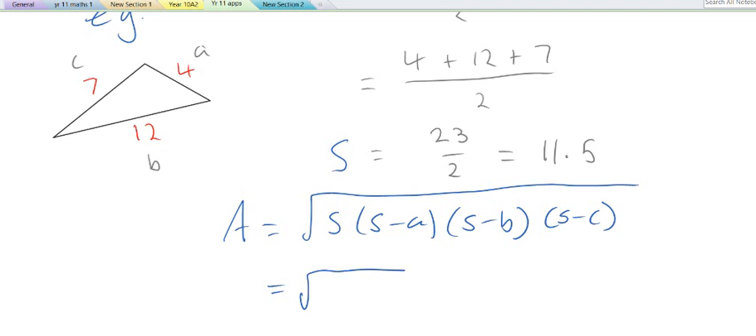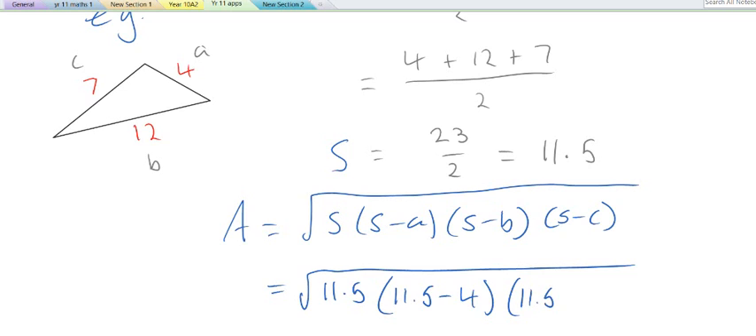So we have square root of 11.5 bracket 11.5 minus A, 11.5 minus B, something's gone wrong here.